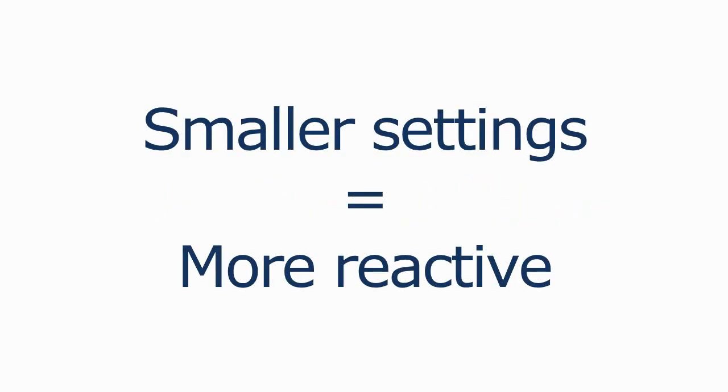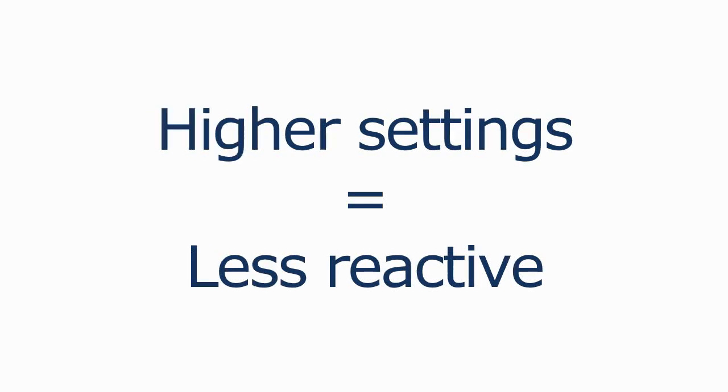So basically, smaller settings can make the indicator more reactive to price movement. And that's going to mean more trading signals. Higher settings removes the noise from the market, but the risk is you're going to have less trading signals.